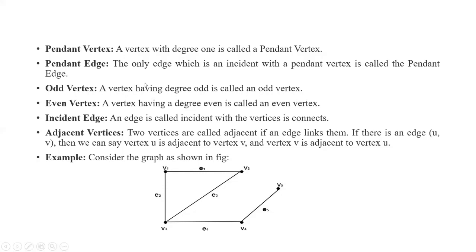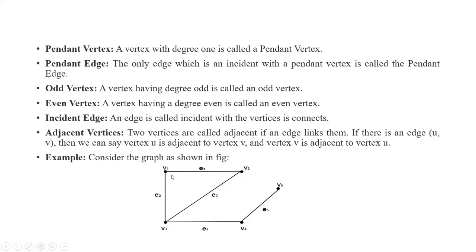Pendant edge: the only edge which is incident with a pendant vertex is called a pendant edge. So this E5 is the pendant edge. Odd vertex: a vertex having odd degree is called an odd vertex.